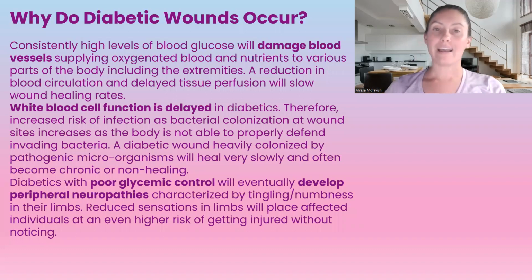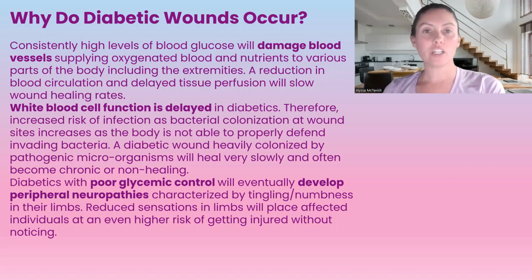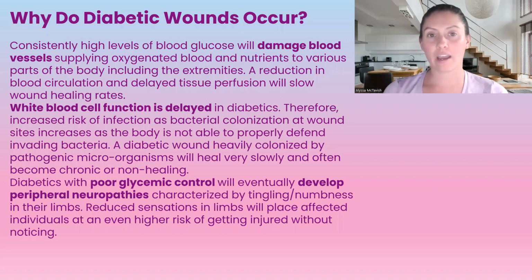So why do diabetic wounds occur? Okay, so when we have constant high blood glucose, it actually causes damage to our blood vessels. Our blood vessels bring oxygen and vital nutrients to our body and our tissue. So when our body isn't receiving the oxygen and the nutrients that it needs to heal, it's going to slow down the healing rate. Also, in patients with diabetes, they have a delayed white blood cell response.